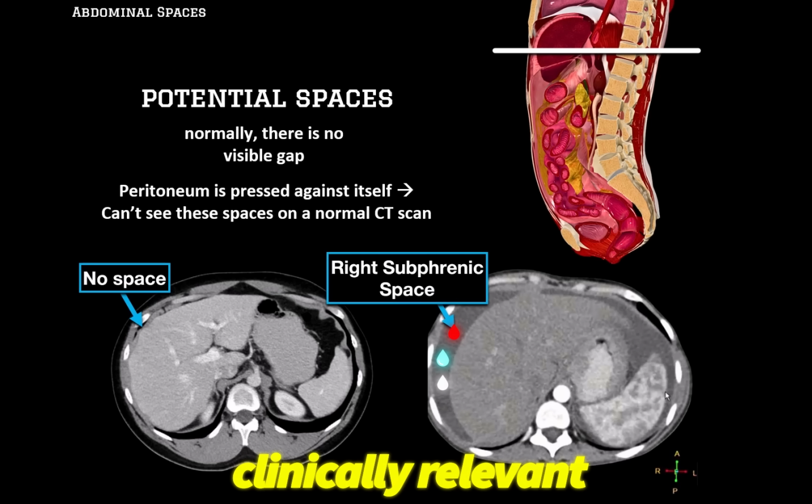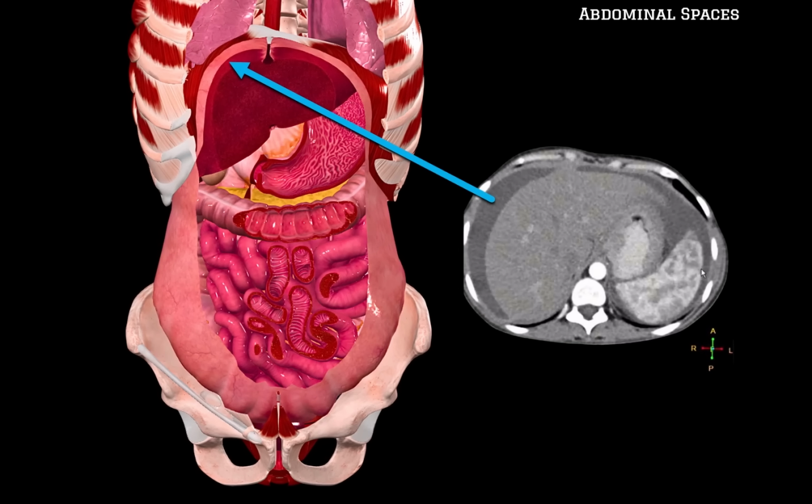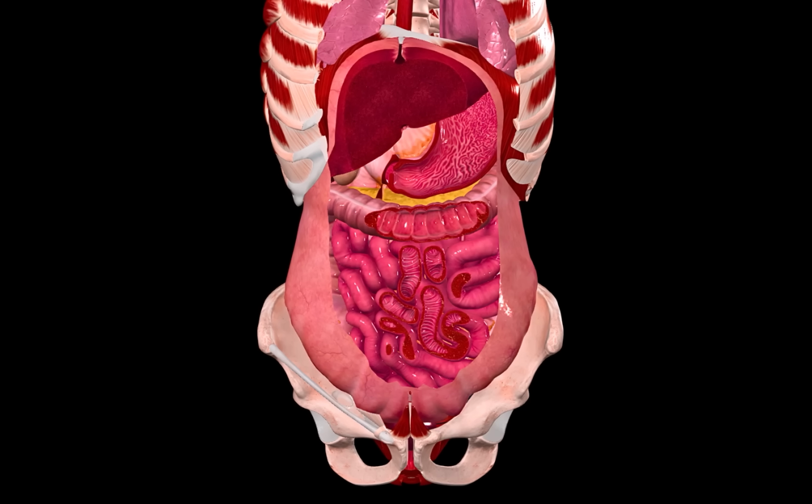This right here is the right subphrenic space, which is in this region. And this is why understanding these spaces matters. When pathology happens, fluid does not spread randomly. It follows a specific map that the peritoneum creates. So let us now look at how the peritoneal cavity is divided into compartments.